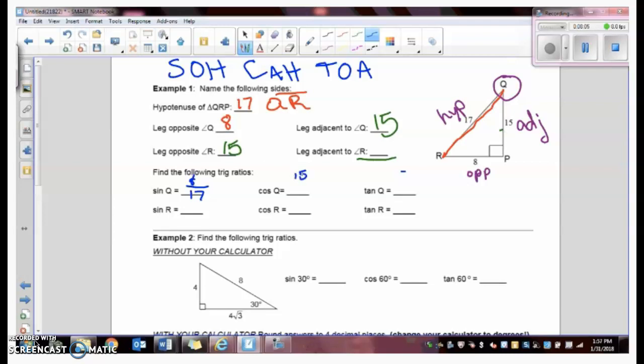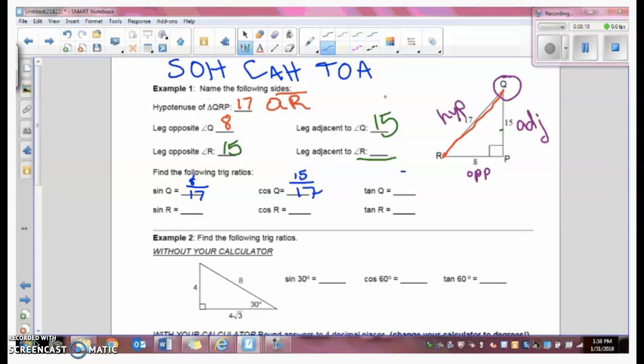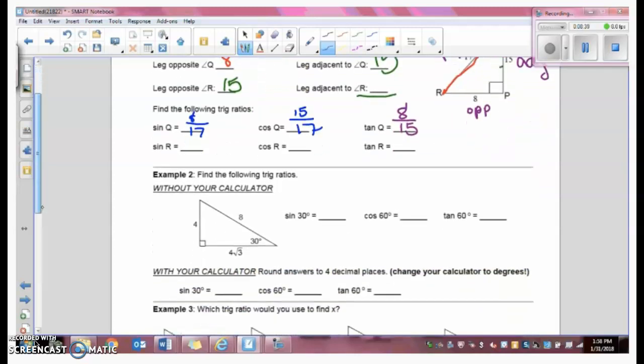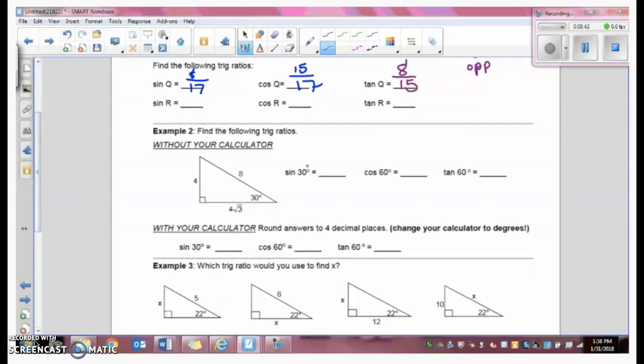Now if we do the cosine, then it's going to be 15 over 17. And then the tangent, opposite over adjacent, is 8 over 15. Now you're going to see some similarities when we do the same situation for R. I'll let you go through and test those out on your own.